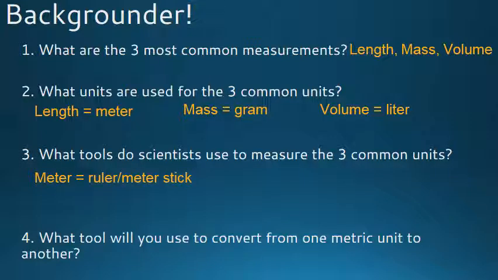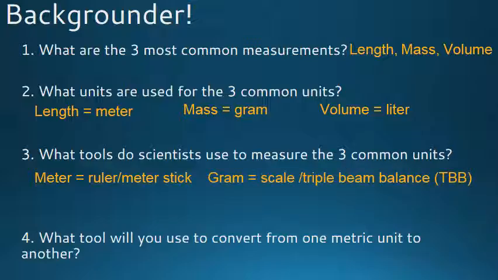So what tools did scientists use in order to measure these three units? Well, for the meter, they use a ruler or a meter stick most often. For the gram, we use a scale, or we got this really fancy one called a triple beam balance, a TBB. So you'll probably see some video on those so that you are familiar with how to use them. So if you ever go to college and they say, all right, go get a triple beam balance from the shelf and bring it over to do some weights, you'll know what a triple beam balance is.